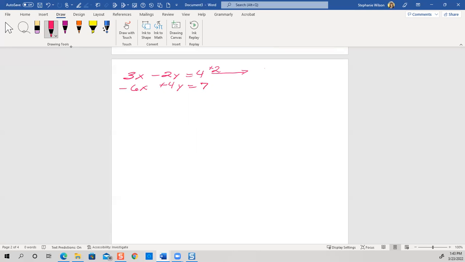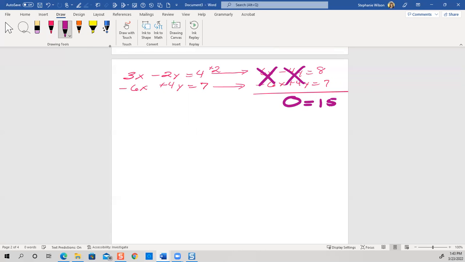So 2 times 3 is 6x. 2 times negative 2y is negative 4y. 2 times 4 is 8. And let's just bring this other one straight over. Well, what happens? This just so happens to work out that when I add, my x's go away and my y's go away, and they actually give me 0. And then 8 plus 7 is 15.